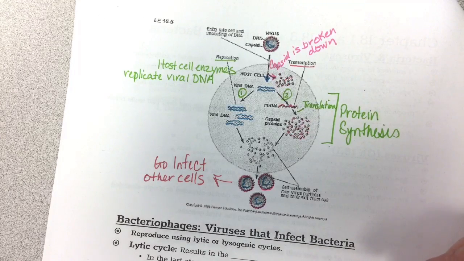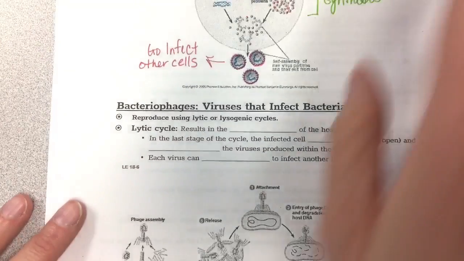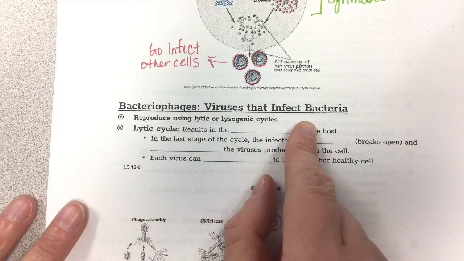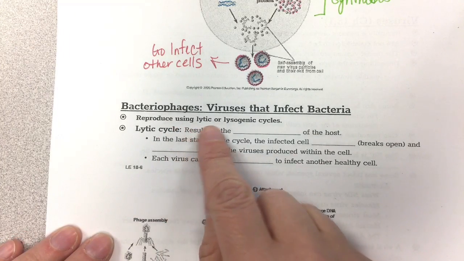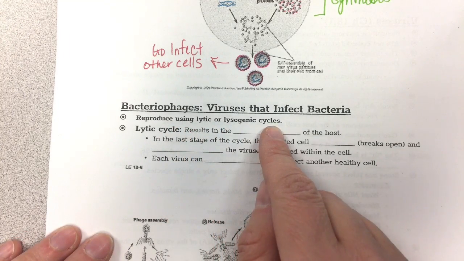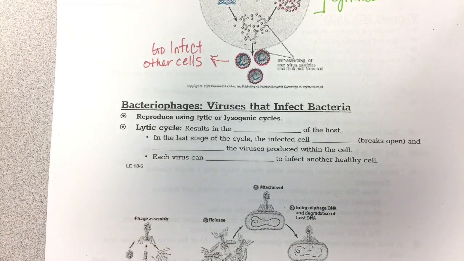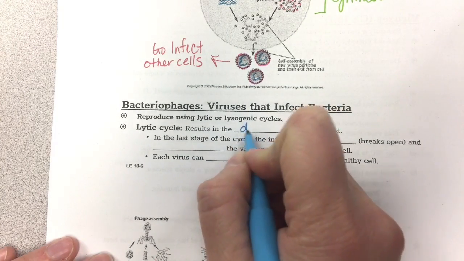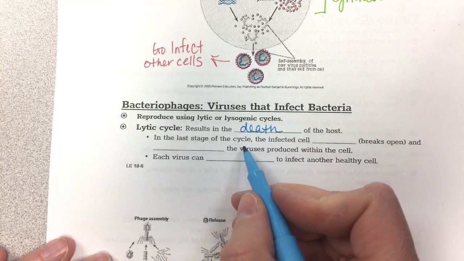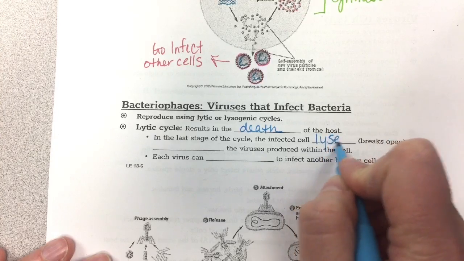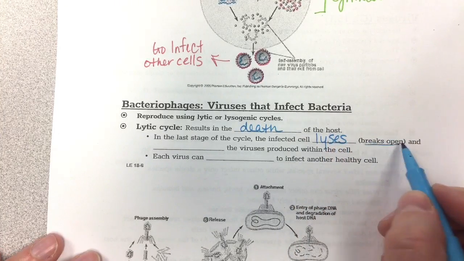We're going to look at some different types of viruses and how they work differently. The first one is the bacteriophage, viruses that infect bacteria. These are unique in that they go through a couple of different cycles. They use what's called the lytic or the lysogenic cycle, or sometimes both. Let's talk about the lytic cycle first. It results in the death of the host. In the last stage of the cycle, the infected cell lyses, which means, remember, to break open.